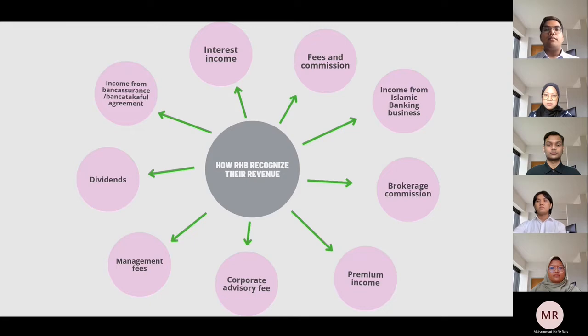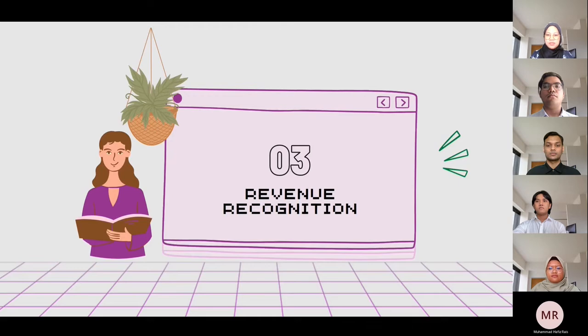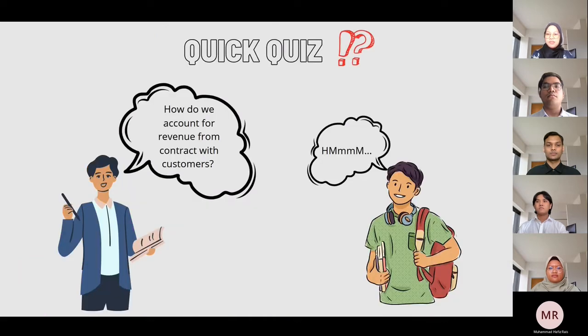Next slide about revenue recognition will be presented by Faeeza. I'm going to present about revenue recognition for MFRS 15, which is the revenue from contract with customers. Before I proceed to the presentation, let me simplify how we account for revenue from contract with customers. The answer is we use the 5-step model to recognize revenue from contract with customers.